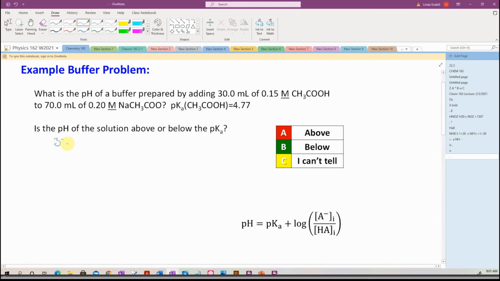So the way we need to do that is first convert everything into moles. So what do I have? 0.15 moles of my acetic acid, CH3COOH, in 1,000 milliliters of solution. And then I have 70 milliliters of 0.20 moles of NaCH3COO per 1,000 milliliters.